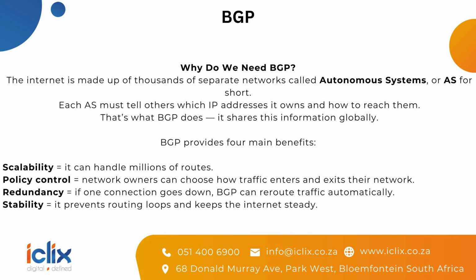Key concepts. Let's simplify a few key ideas. Autonomous system, AS: think of it as a city, a group of networks controlled by one organization. AS number, ASN: the unique ID or license plate for that city. Prefix advertisement: when a network tells others, hey, these are my IP addresses. Attributes: BGP uses attributes like AS path, local preference, and MED to decide the best route.